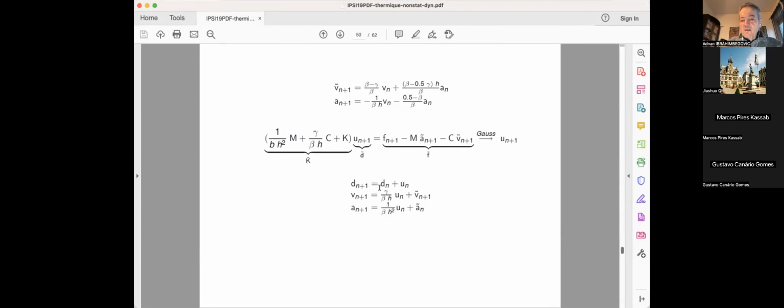You have d_{n+1} is equal to d_n plus Δu_{n+1}, the one that you just computed. v_{n+1} becomes this intermediate value, v_{n+1} tilde, plus, again, a correction: gamma divided by beta times h times Δu_{n+1}. And finally, a_{n+1} becomes 1 over beta h squared, Δu_{n+1}, times this predicted field.